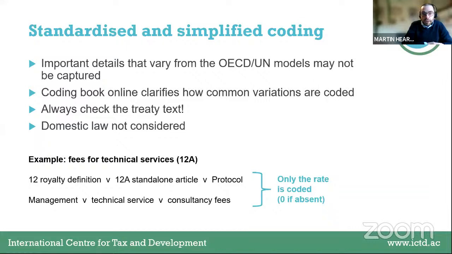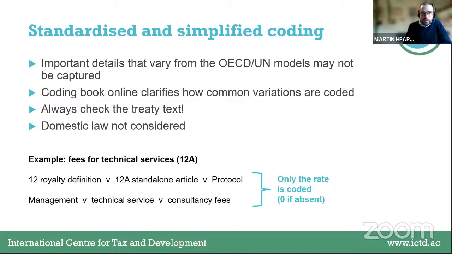Nor do we take into account the difference of scope of the definition, for example, whether it includes all of management, technical service and consultancy fees, or only some portion of that. So we have to make a decision about whether or not it meets our criteria, and we explain in the coding book what that looks like. In most cases, this is straightforward and it's easy, but there are always going to be some ambiguities.